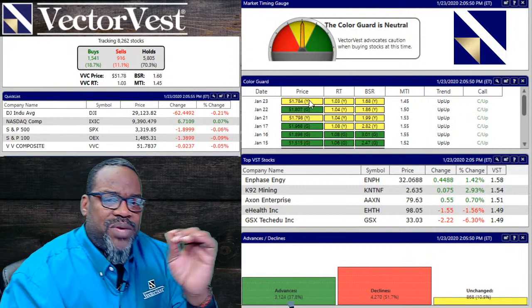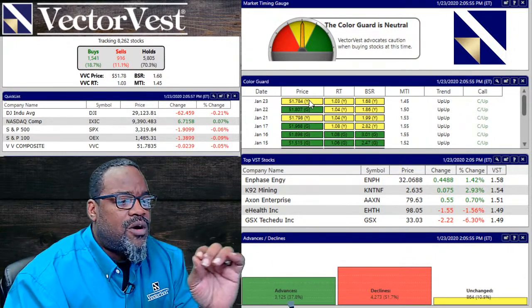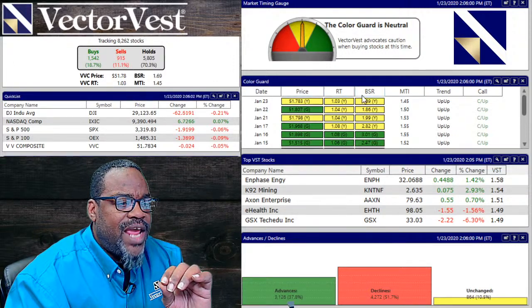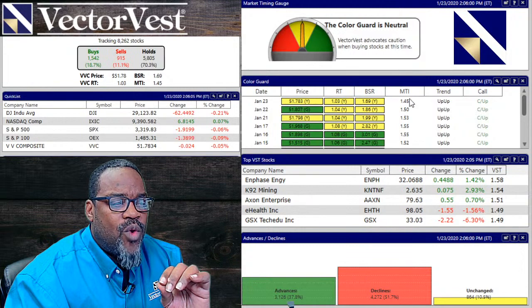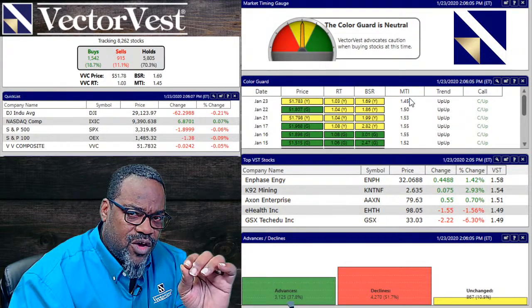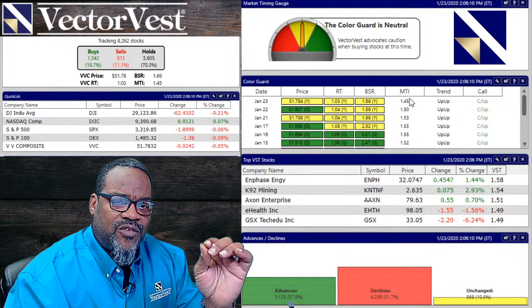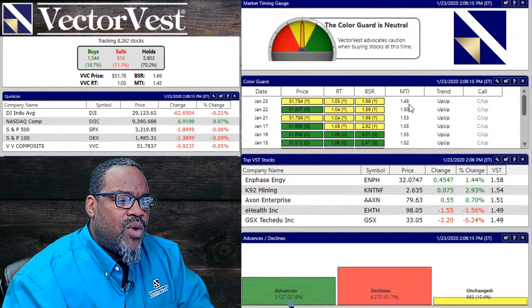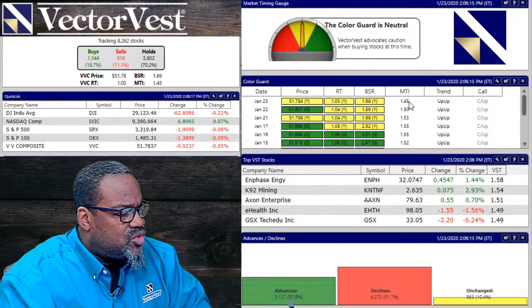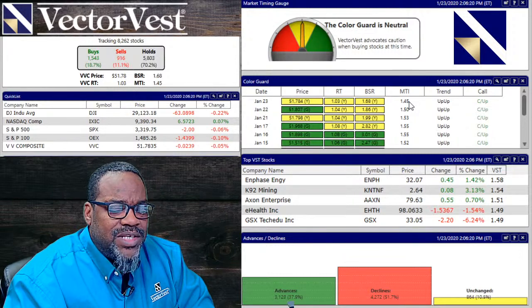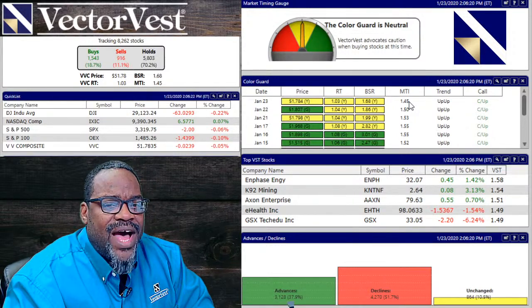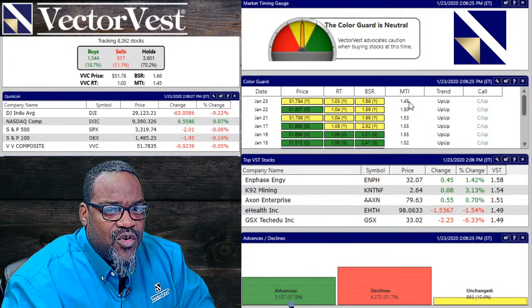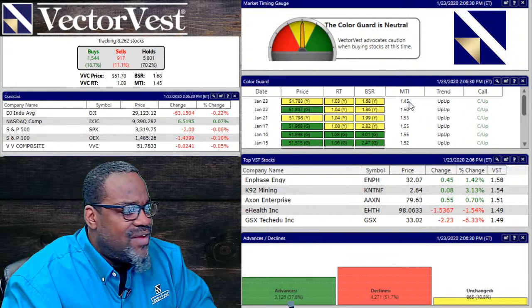Now, when I talked about being able to understand why you should be cautious, we have an indicator called the MTI. This looks at the price, the RT, and the buy-to-sell ratio wrapped up into one indicator. Also cast on a scale between 0 and 2. Above one is favorable. Above one tells me that the underlying trend of the market is up. Currently at 1.45, as a VectorVest subscriber, when the MTI gets to a level of about 1.5 to 1.6, the market is now in a level where it is looking for a top. No one else has that kind of an indicator.